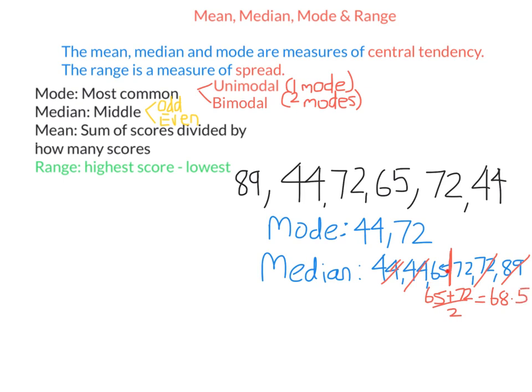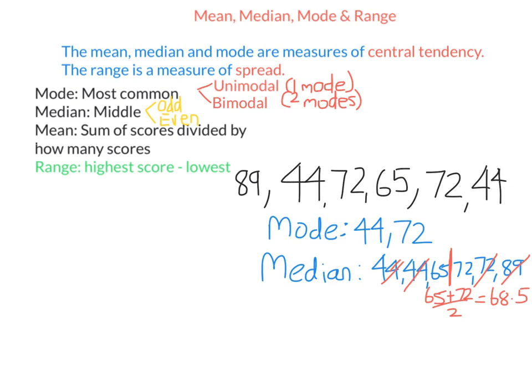So the median is the point in the data such that there are the same number of scores above it or below it. So here you can see 3 scores above 68.5, 3 scores below 68.5. That's why we say it's the middle of the data. So when there's an even number of scores like here, then you have 2 middle scores, you add them up and divide by 2. If you have an odd number of scores, then the median is one of the data points. So let's now look at the mean.